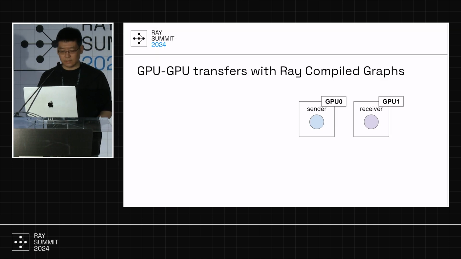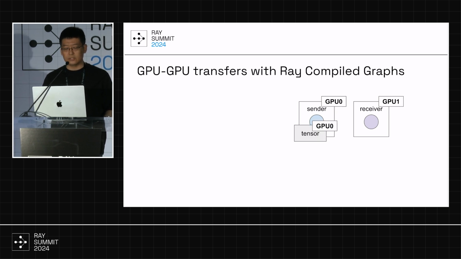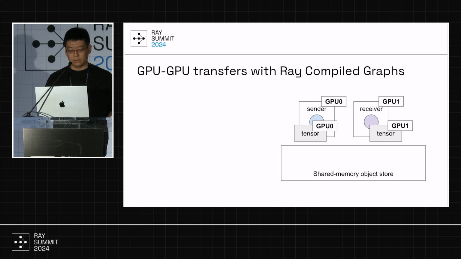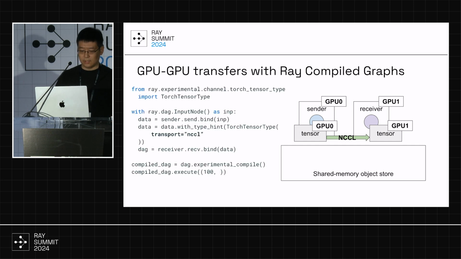Suppose we have a sender actor that runs on GPU 0, and we have a receiver actor that runs on GPU 1. And the sender needs to send a tensor to the receiver. Compiled graphs could send this through shared memory, just like Ray core. But it also adds the support for direct GPU to GPU transfer through NCCL. And the way to achieve this is really simple.